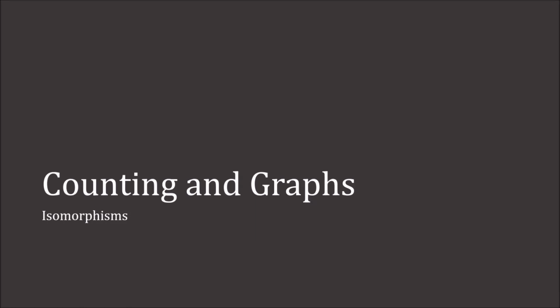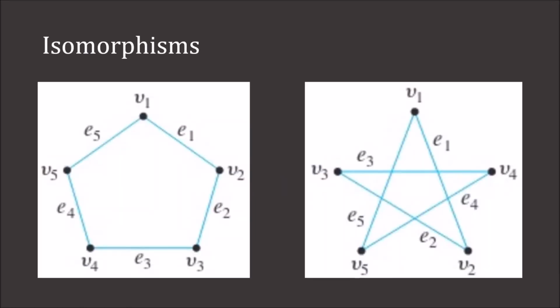In this video, we will look at graph isomorphisms. Now take a look at these two graphs. After close examination, we can see that these are actually the exact same graph. They have the same vertex set and the same edge set. Furthermore, their edge endpoint functions are exactly the same.